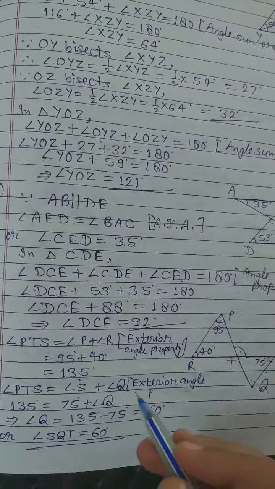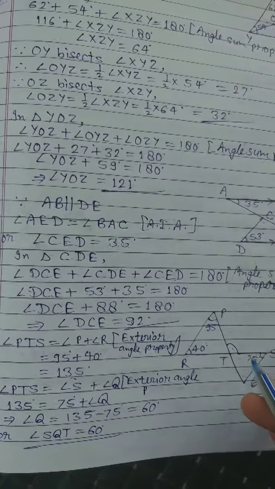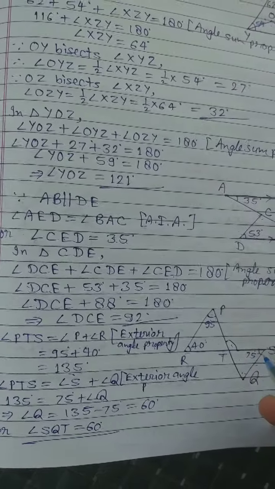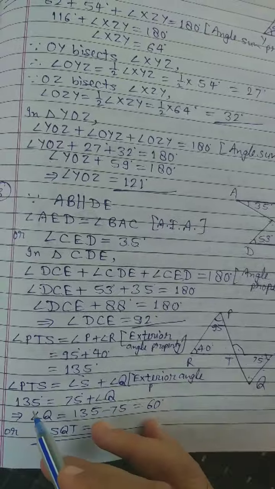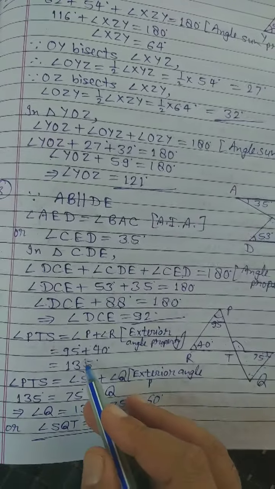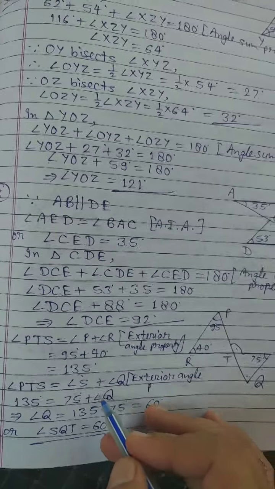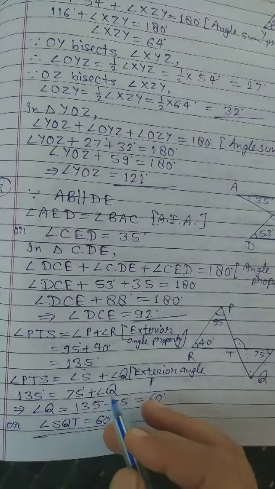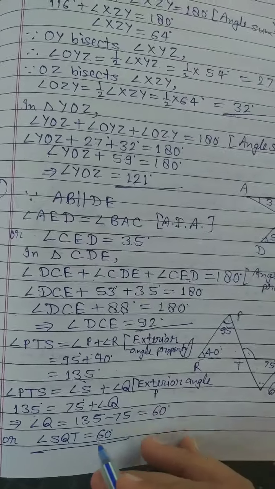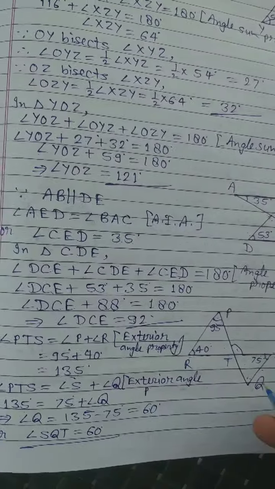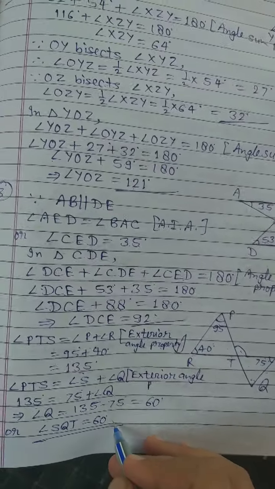Again we are using the exterior angle property in this triangle. So angle PTS equals angle S plus angle Q. Now 135, angle S is 75, it is given, plus angle Q we have to find. 135 minus 75 will be angle Q, so it is 60 degrees. Now angle Q and angle SQT are the same angle, so angle SQT will be 60 degrees.